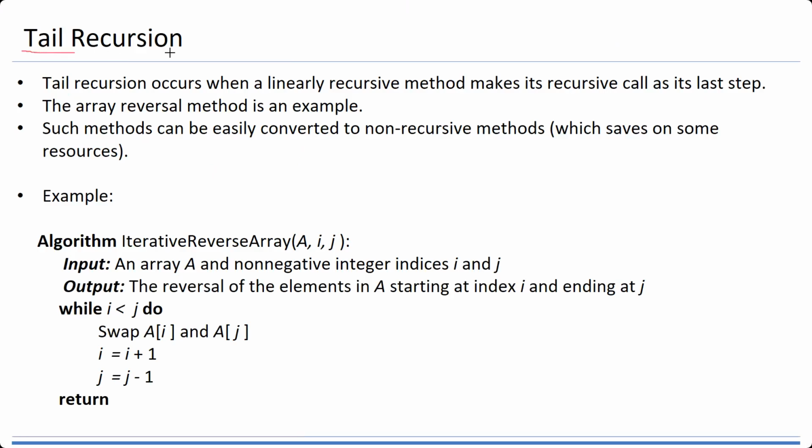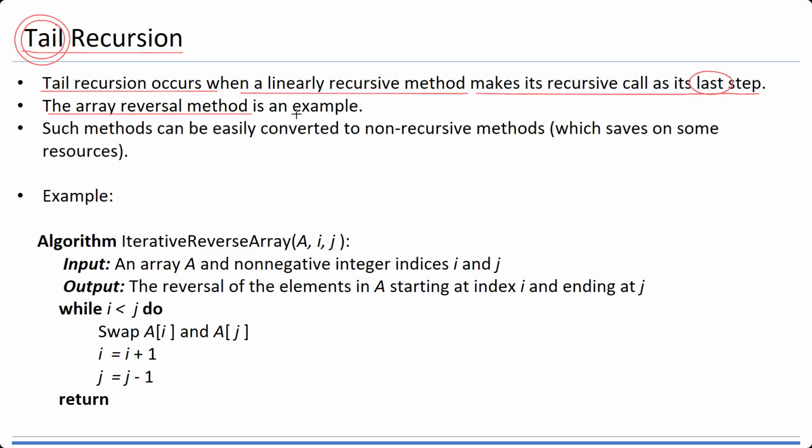Tail recursion. What is the meaning of tail? Tail means end, so at the end. Tail recursion occurs when a linearly recursive method makes its recursive call as its last step. As the name tail suggests, at the end, so we usually use this one at the last step.